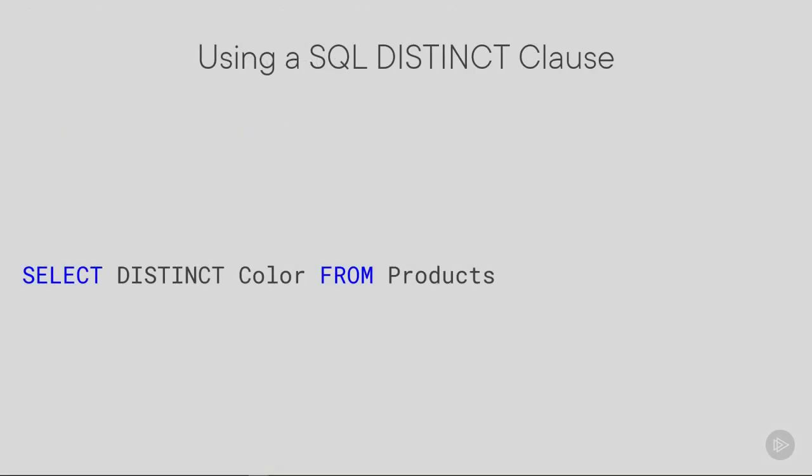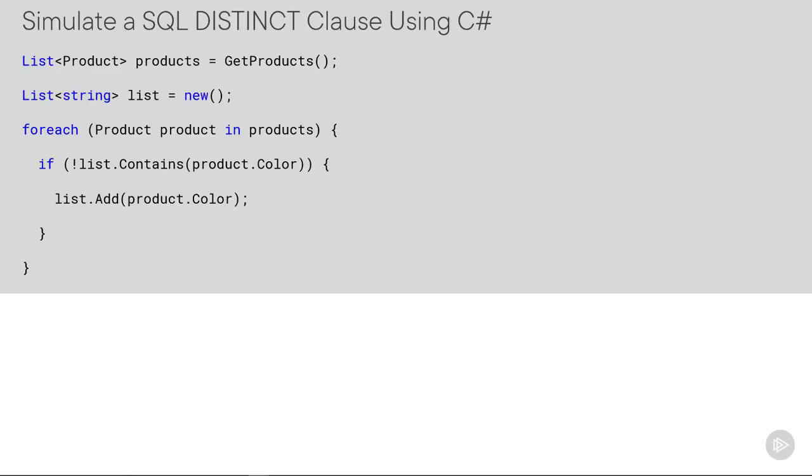Another example is to select a set of distinct colors from our products table, which you do using this SQL statement. If I were to do this using a C# loop, I would again get the products, create a new list of strings, loop through each product, and each time through the loop I would see if that new list contains the product's color, and if it does not, we will add it to that list so that we end up now with a list of unique colors.